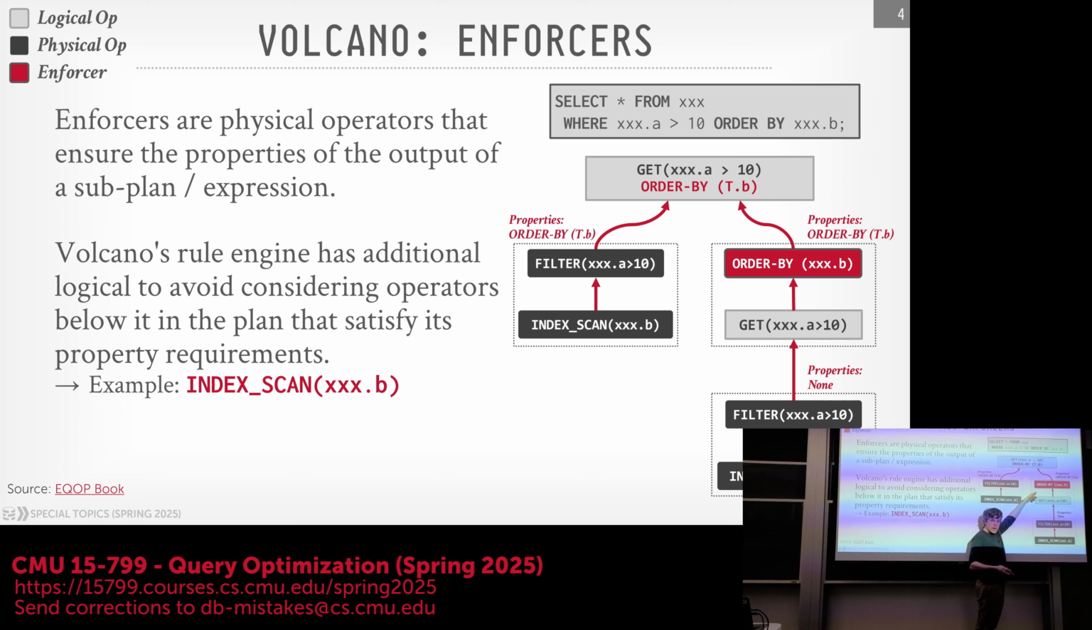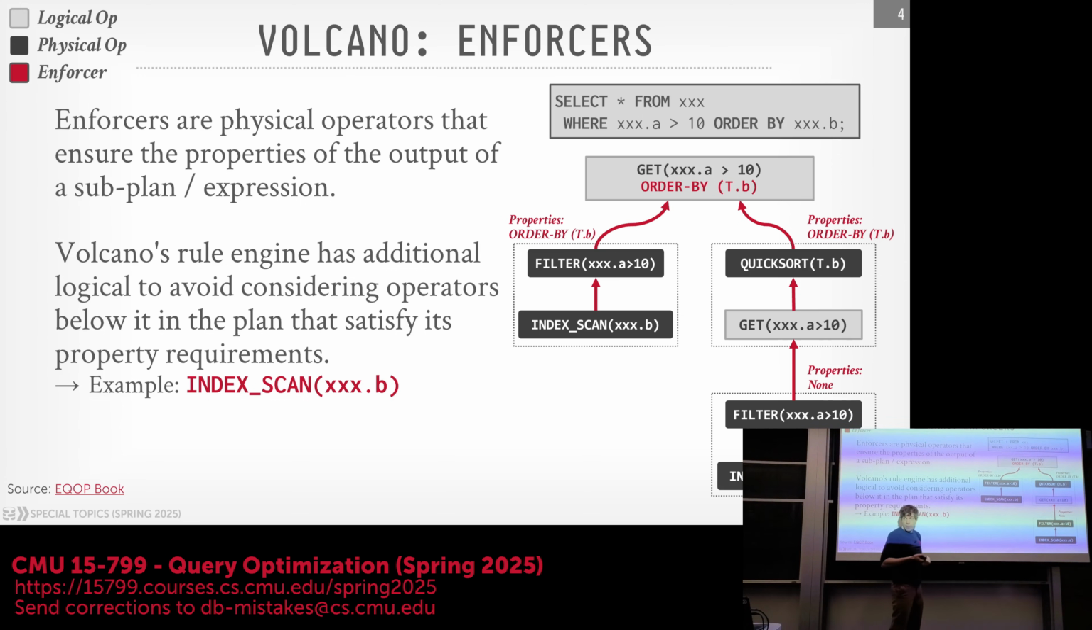And then now since this has no properties that are being satisfied, I know now when I convert this enforcer, so when I want to generate the physical plan for this expression, I know I need to convert the enforcer into a sorting algorithm that sorts on the column that I want. And then now the properties of this expression and the data coming out of it satisfies the property that the parent needs.